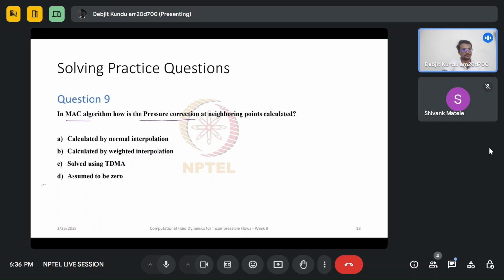Okay, so we have a quick response in favor of option D, assumed to be 0. So let's take a look at the solution. It's indeed option D, assumed to be 0. So that is one of the tricks of the marker and cell algorithm, where the pressure correction is solved only at the point of interest and the neighboring points are ignored while calculation. But we do solve this whole thing iteratively until we finally arrive at the correct solution, which gives us convergence. So that is what is done in the marker and cell algorithm, where the pressure correction at neighboring points are ignored.